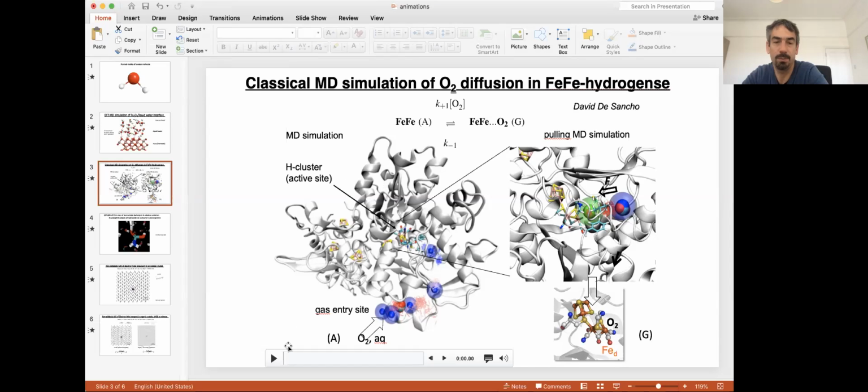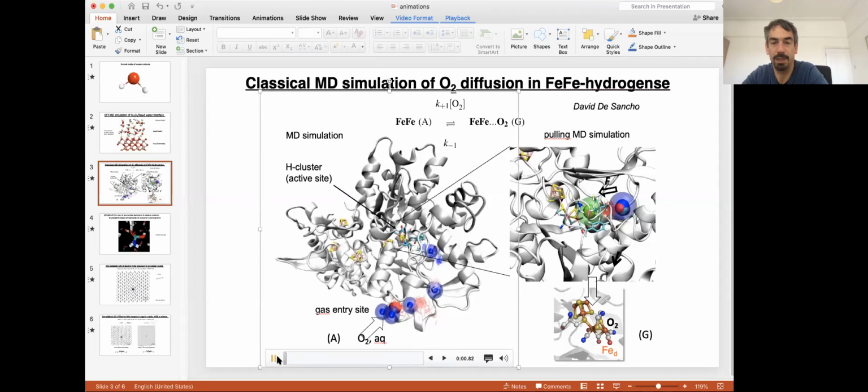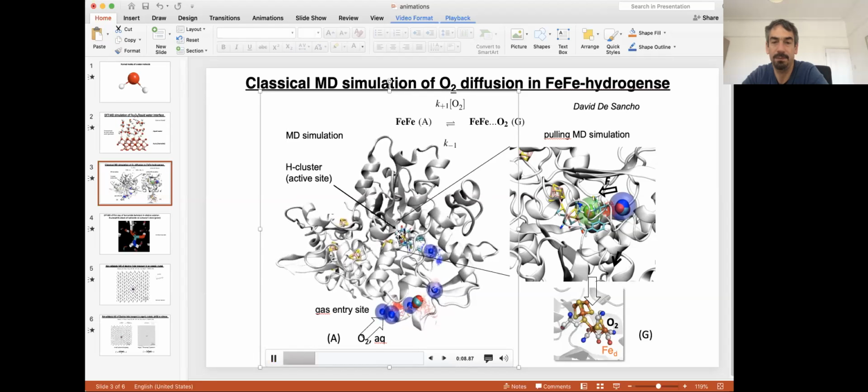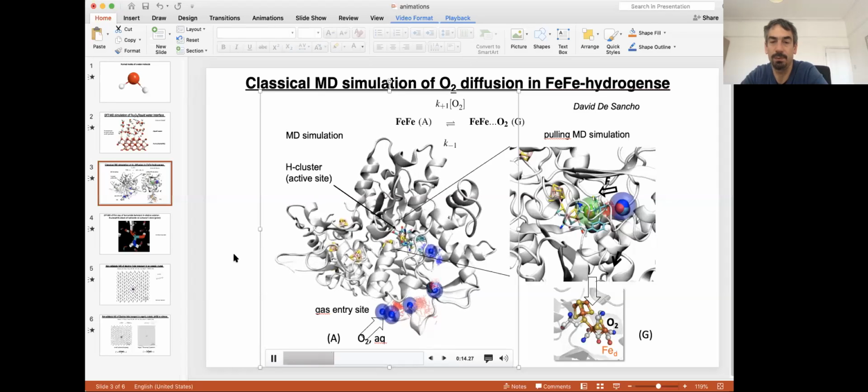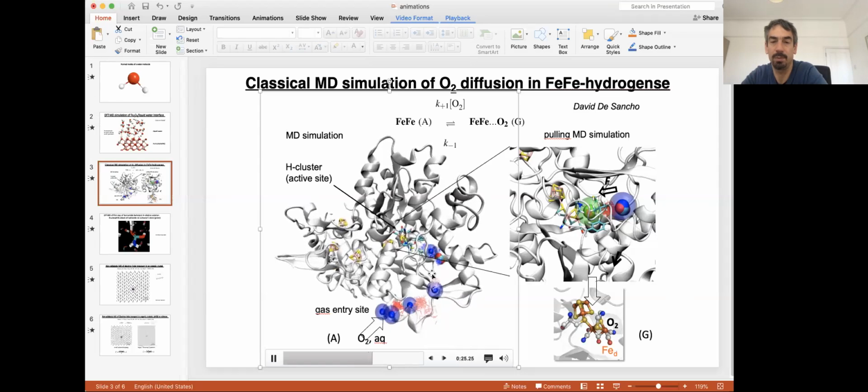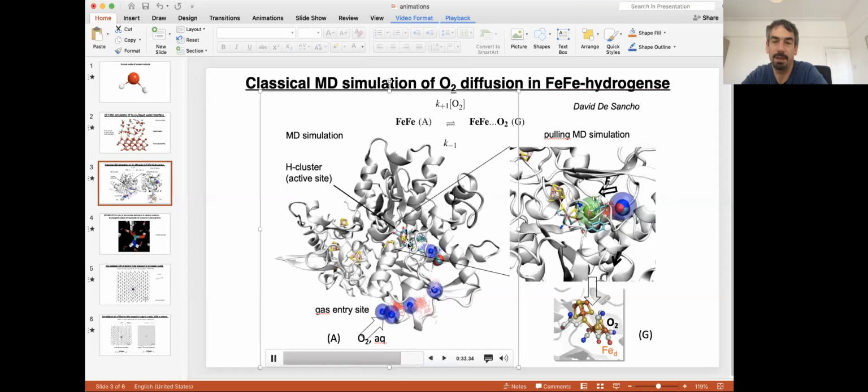So we did MD simulation of that system, and this is the kind of trajectory that you see. What you see here is how the oxygen molecule diffuses at around 300 Kelvin towards the active site in the middle of the protein. With MD simulation you can understand through which paths the oxygen diffuses towards the active site. Here you could see that there is a channel inside the protein that the molecule uses to access the active site.